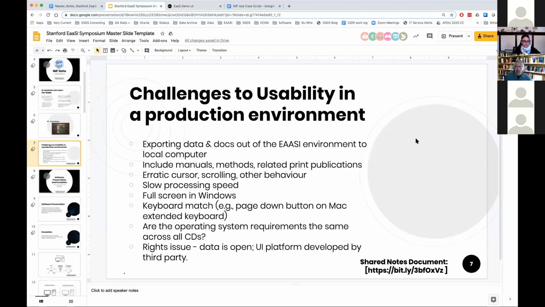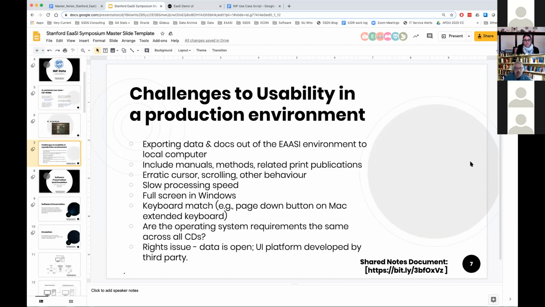Can everybody see that? Yes. Challenges: stability in a production environment. So Chris and I, through our playing with this, and also thinking about how we would want to eventually serve the IMF databases, came up with some different kinds of issues or things that we found along the way.